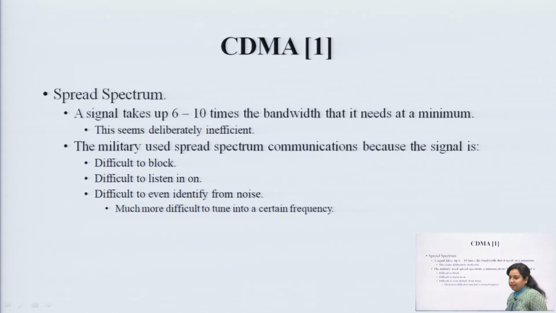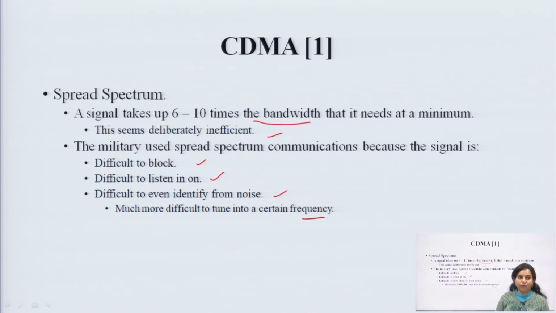CDMA is basically a spread spectrum technique, which is based on PN sequences. A signal takes up 6 to 10 times the bandwidth that it needs at a minimum. It seems deliberately insufficient. The military used spread spectrum communication because the signal is difficult to block, difficult to listen in on, and difficult to even identify from noise. So, it is much more difficult to tune into a certain frequency.